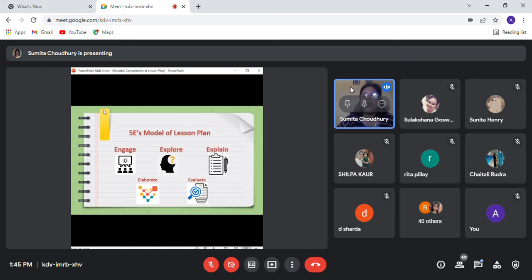Then I am going to the next one, that is the explanation or explain. Only after students have explored the concept or skill does the teacher provide the concept and terms used by the students to develop explanations for the phenomenon they have experienced. The significant aspect of this phase is that explanation follows experience.